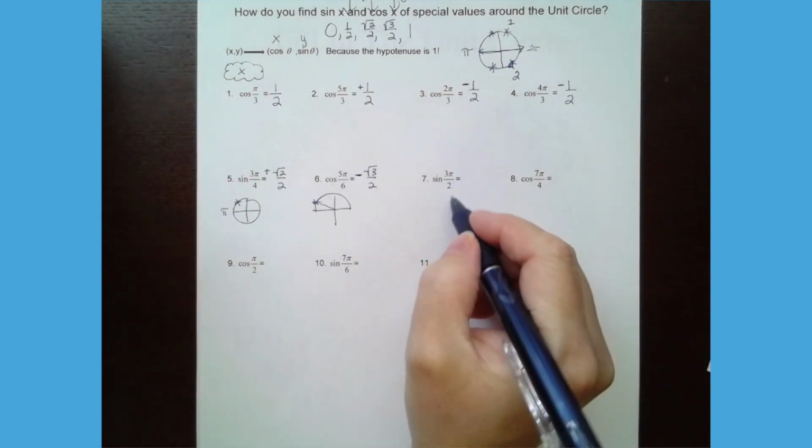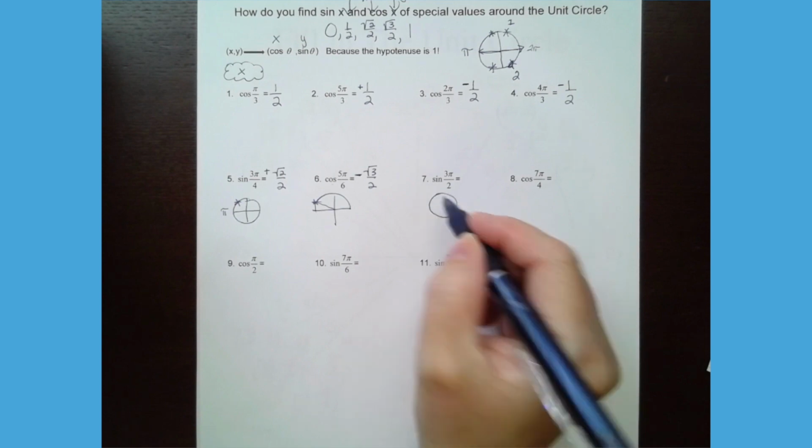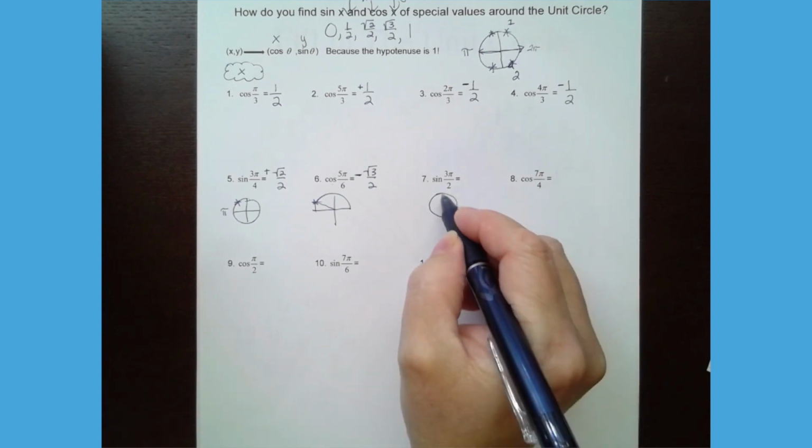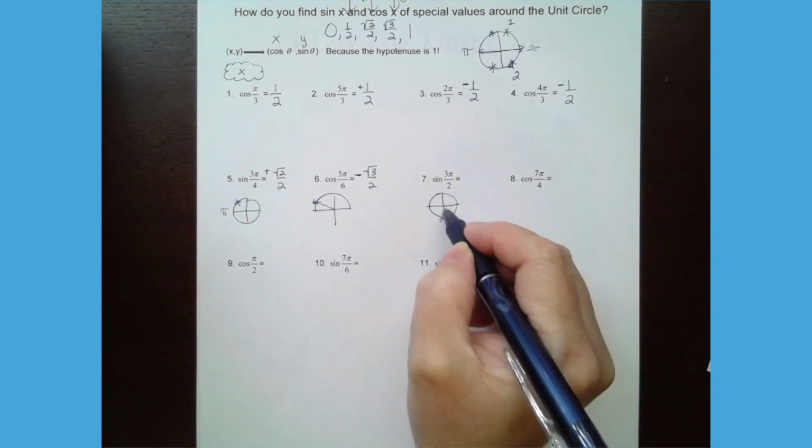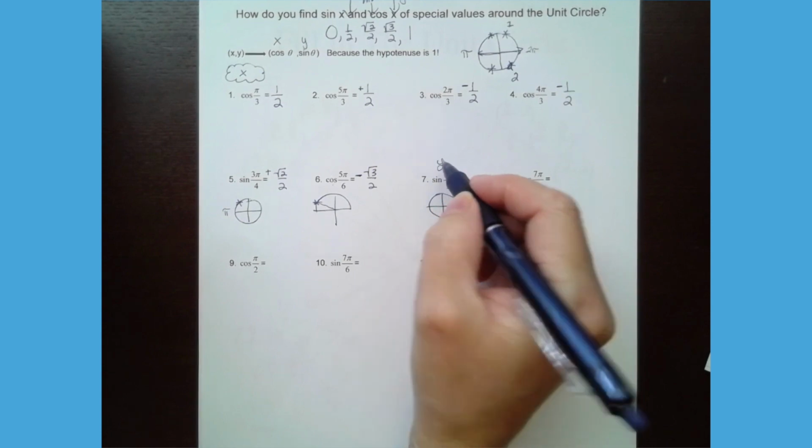All right, sine of 3 pi halves. Where is that? That's not in a 4, 6, or 3. That means that's a quadrantal. And that's the guy down there. So to get there, I don't go left or right, but I don't want that. I want y's.